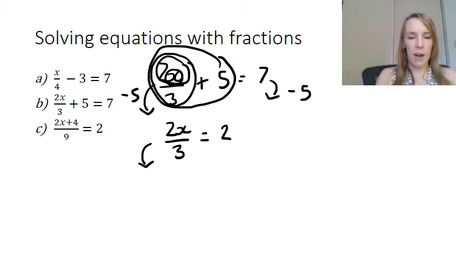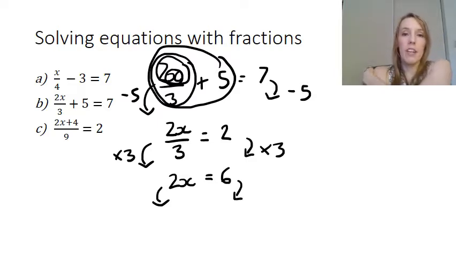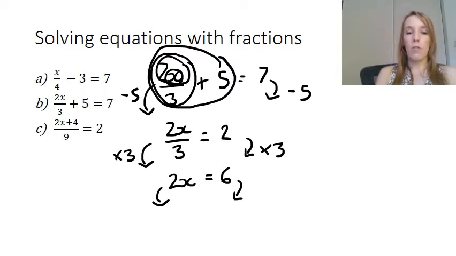Now the next layer of our onion was that divide by 3. And the inverse of dividing by 3 is multiplying by 3. So 2x equals 2 times 3, which is 6. And the last thing we're going to get rid of is that 2. x has been multiplied by 2. So the opposite of multiplying by 2 is dividing by 2. So we're going to divide both sides by 2. So x equals 6 divided by 2, which is 3.